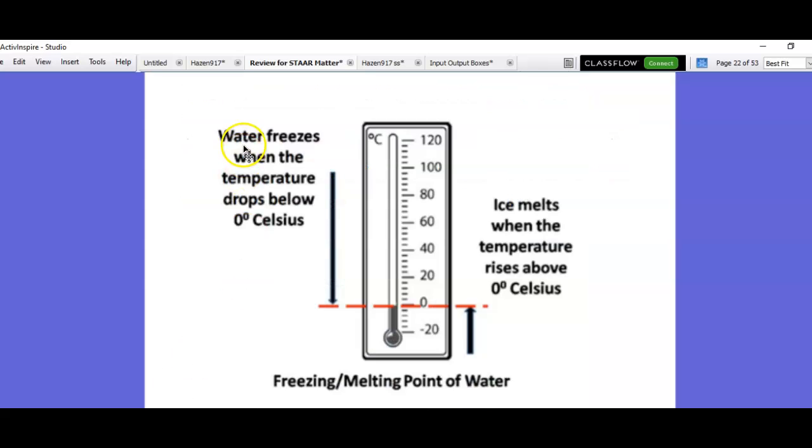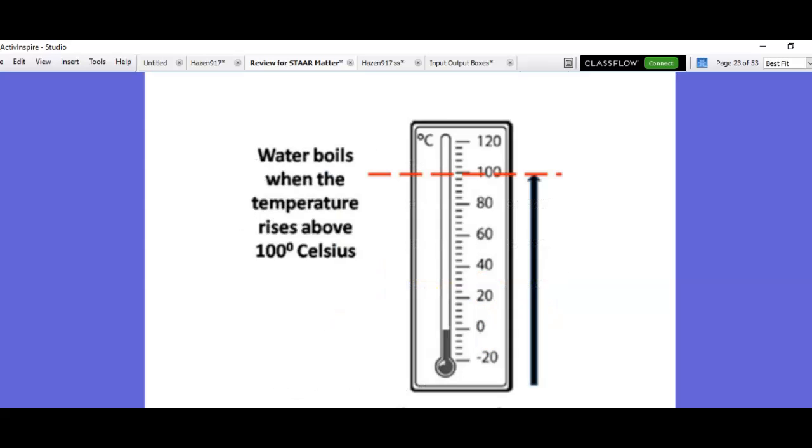This is very important. Water freezes when the temperature drops below 0 degrees Celsius. We're talking about Celsius. A lot of times I do Celsius. It's just a lot easier, right? Ice melts when the temperature rises above 0 degrees. So above it, it starts to melt. Water boils when the temperature rises above 100 degrees Celsius.